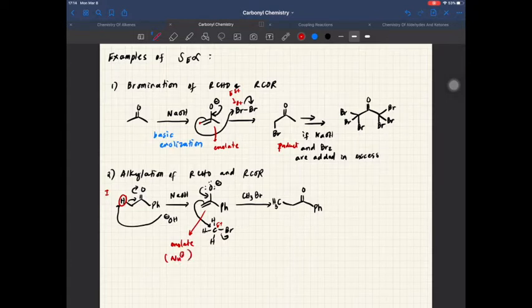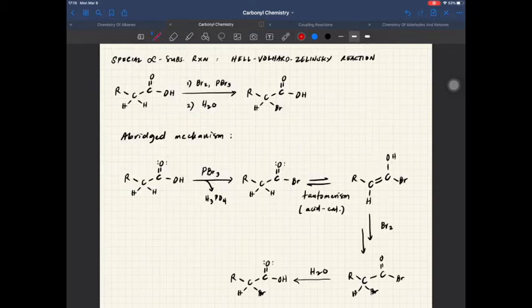So the enolate nucleophile will attack an alkyl halide. Our alkyl halide will act as an electrophile to form the alkylated product. We have substituted the alpha position with an alkyl group through this type of reaction. Okay, a special alpha substitution reaction is what we call the Hell-Volhard-Zelinsky reaction.